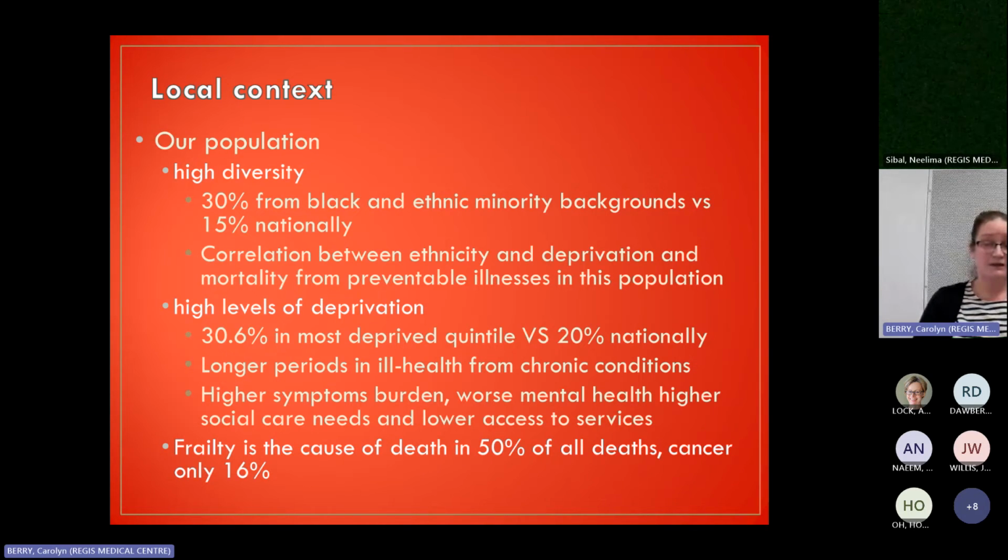And we know that people living in deprivation have longer periods in ill health from chronic conditions, and these are all factors that lead to high symptom burden, worse mental health, higher social care needs, and lower access to services. So we need to try harder to pick these people up so that they can access services, but also they have more to gain from the services, as in they need more input. Also locally, frailty is the cause of death in about 50% of cases. And the next slide, I'll explain to you why that's important.